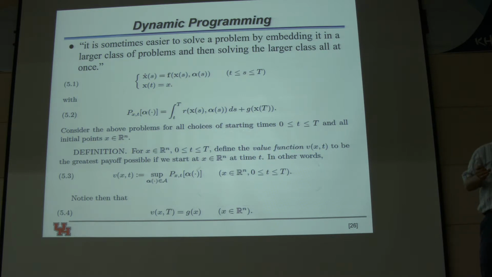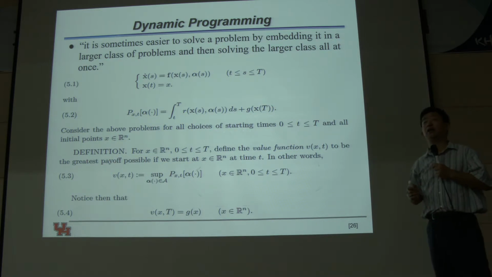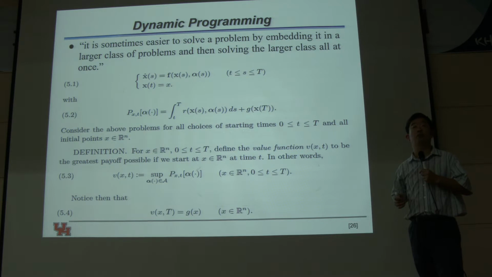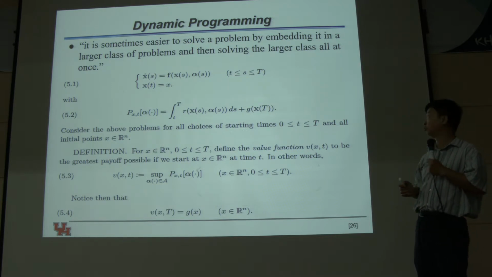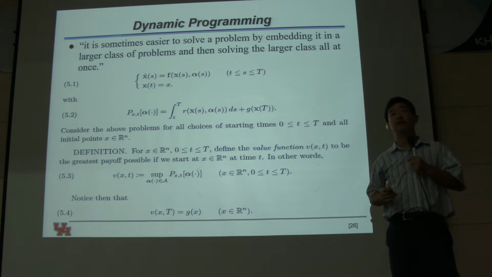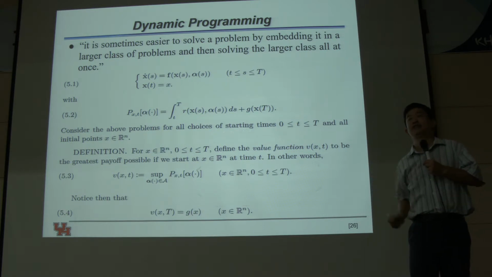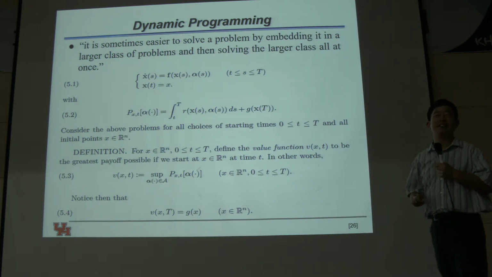And then the next topic I want to talk about is dynamic programming. For dynamic programming, sometimes it's easier to solve a problem embedded in a larger problem and then solve the larger problem. So, inspired by the maximum principle, there is Bellman, a Second World War veteran. After the war, he went to Princeton and finished his PhD in 3 months. So basically, this is the Bellman equation.